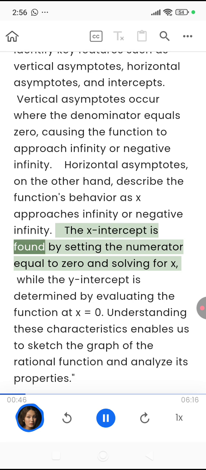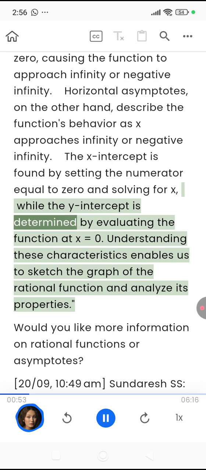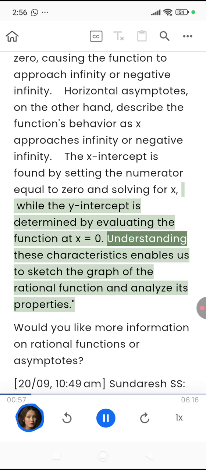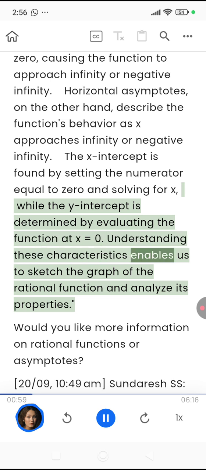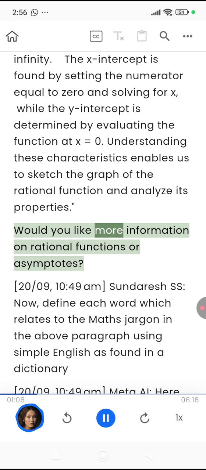The x-intercept is found by setting the numerator equal to 0 and solving for x, while the y-intercept is determined by evaluating the function at x equals 0. Understanding these characteristics enables us to sketch the graph of the rational function and analyze its properties. Would you like more information on rational functions or asymptotes?